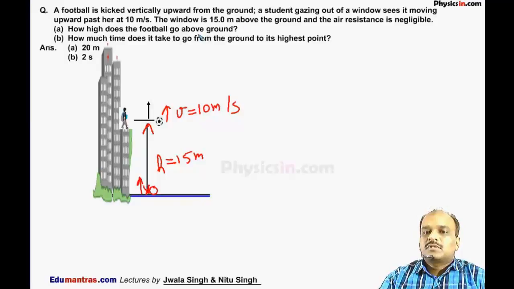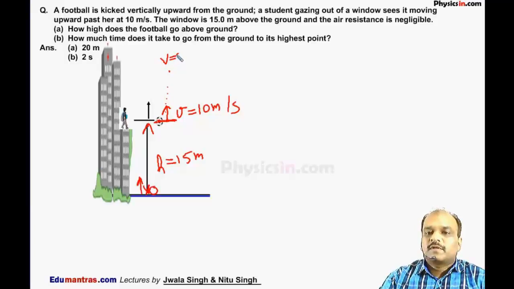The air resistance is neglected. We have to calculate how high the ball goes above the ground. At this instant the speed of the ball is 10 meters per second. Let's assume that the ball is moving upward for some time. Here the ball will stop, so final velocity becomes 0. Let this height be h dash.